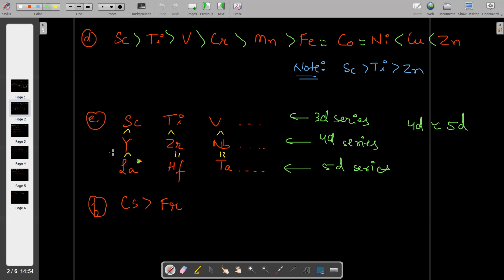If you want to compare scandium, yttrium and lanthanum, the size of lanthanum will be much bigger than yttrium and scandium. Here, the lanthanide contraction will not be applied. It would be only applied after lanthanum. Next exception is of cesium and francium. You expect that francium is bigger because it is at the lowest, but in reality, cesium is bigger than francium.